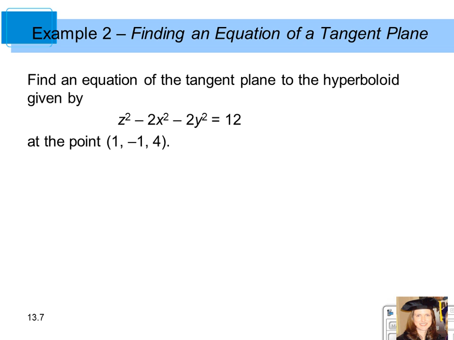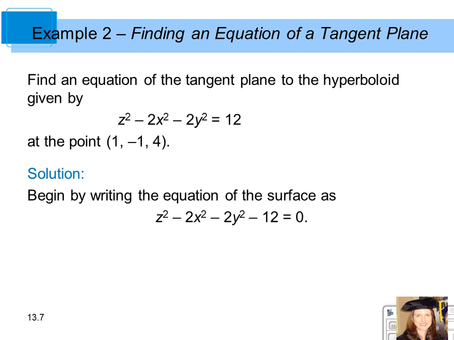In this example, we're finding an equation of a tangent plane. Find an equation of the tangent plane to the hyperboloid given by z squared minus 2x squared minus 2y equals 12 at the point (1, -1, 4). So you want to begin by writing the equation as some capital F of xyz equals 0. So we do that by subtracting 12 from both sides.